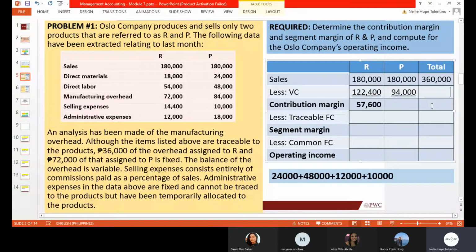So, how much is the variable cost of Oslo? 216,400. So, how much is the contribution margin of P? 86,000. So, how much is the contribution margin of Oslo as a whole?